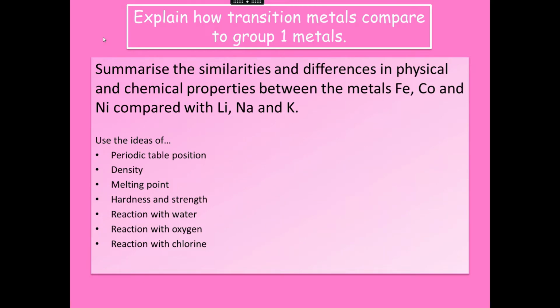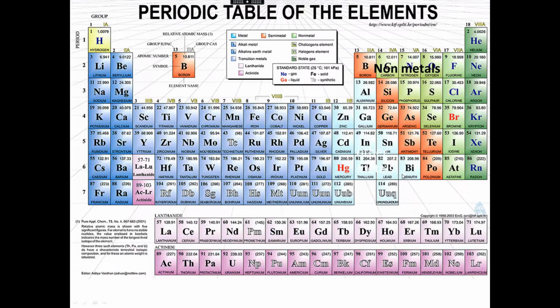You're going to mark this yourself towards the end of the video, and the video is here to take you through the theory of what you will need to put in your answer. So you will need to write an answer for this question. Summarize the similarities and differences in physical and chemical properties between the metals iron, cobalt, and nickel compared with lithium, sodium, and potassium. Now let's think about what do we already know about these metals.